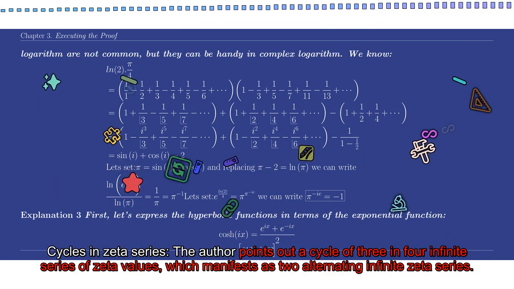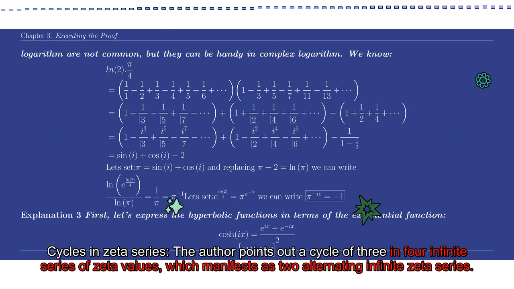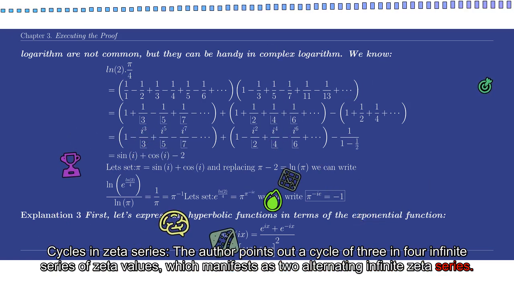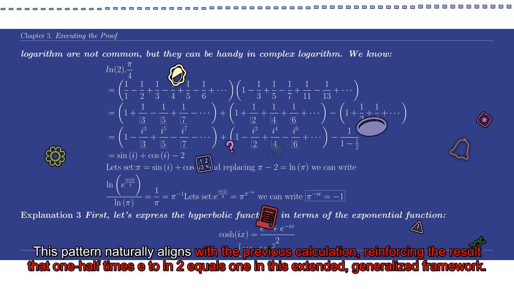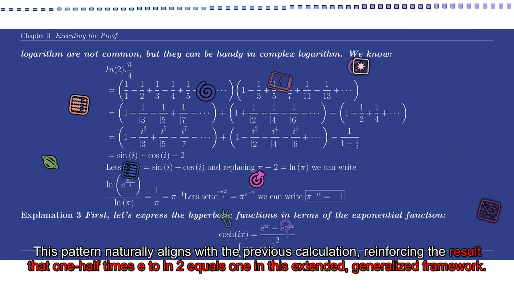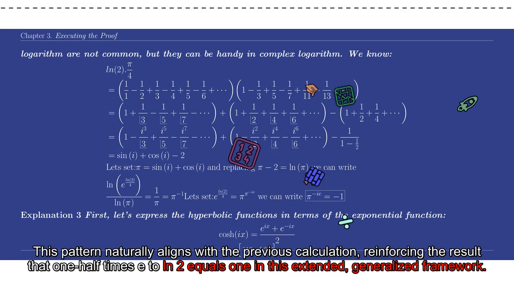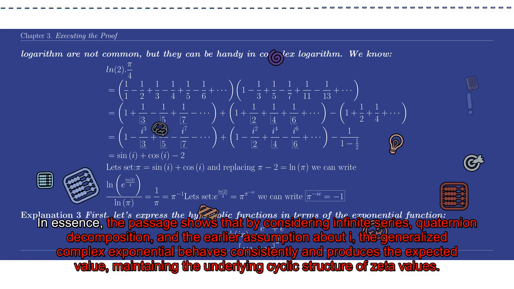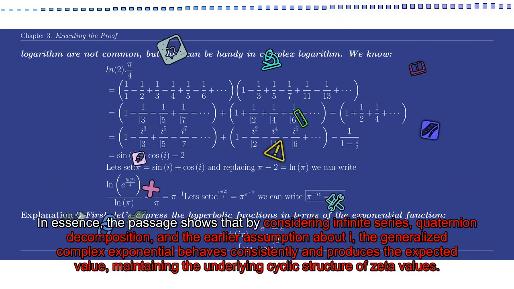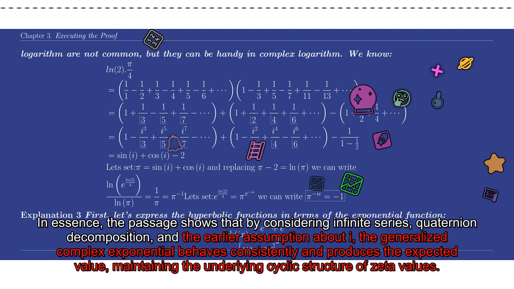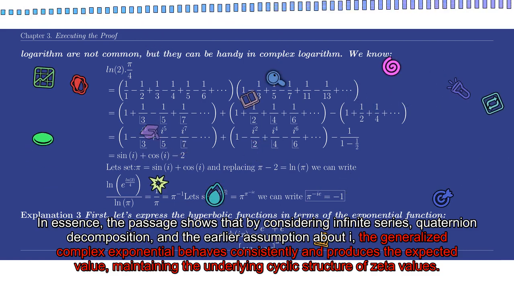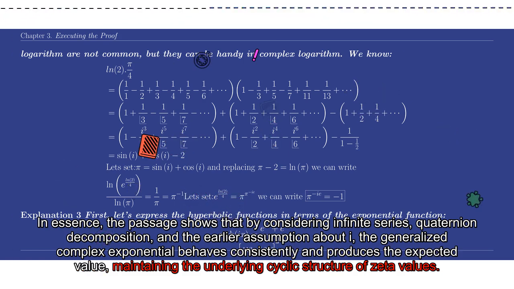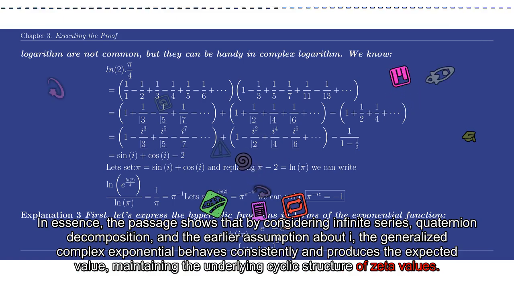In zeta series, the author points out a cycle of 3 and 4 in infinite series of zeta values, which manifests as 2 alternating infinite zeta series. This pattern naturally aligns with the previous calculation, reinforcing the result that 1/2 times e to ln2 equals 1 in this extended, generalized framework. In essence, the passage shows that by considering infinite series, quaternion decomposition, and the earlier assumption about i, the generalized complex exponential behaves consistently and produces the expected value, maintaining the underlying cyclic structure of zeta values.